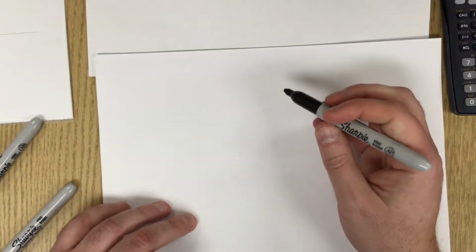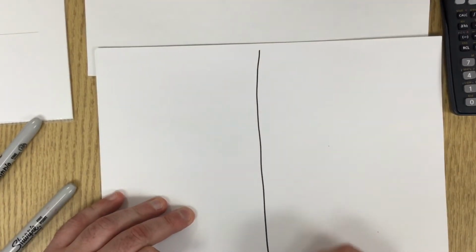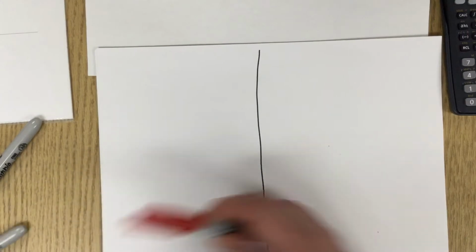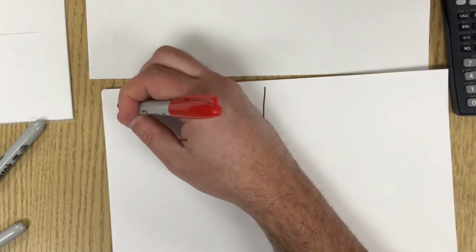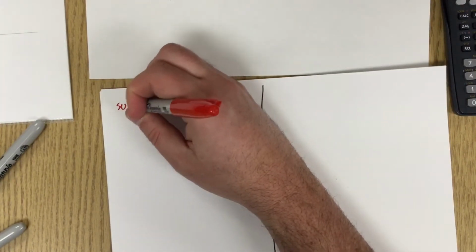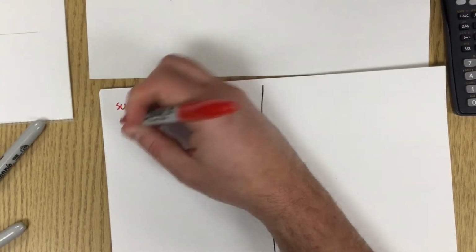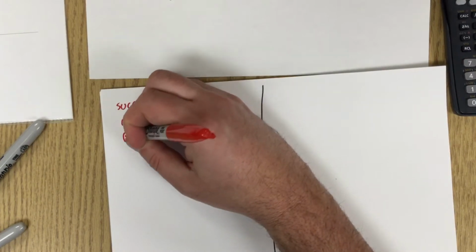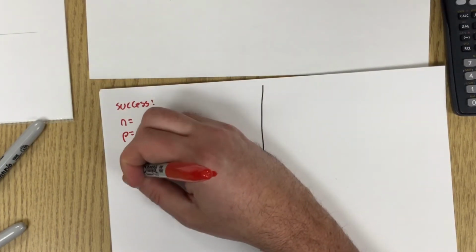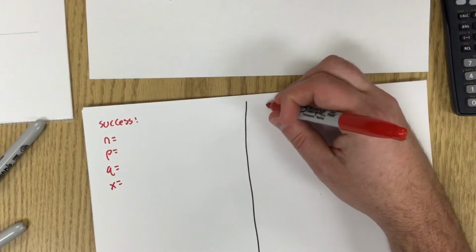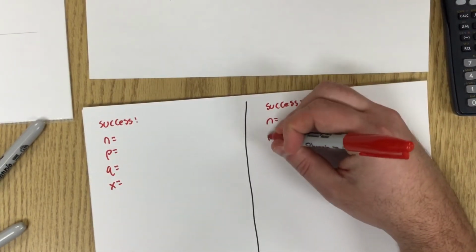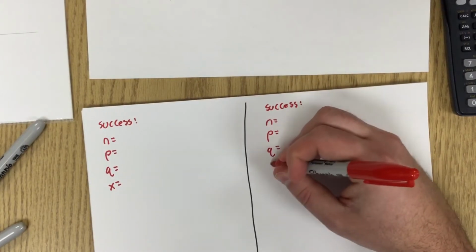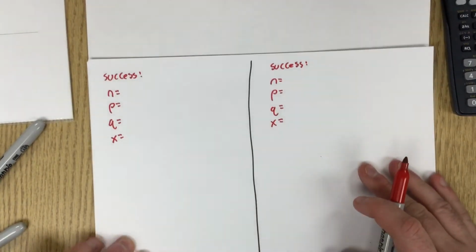Okay, so I'm going to do this in two ways. I'm going to define success differently, basically. So we're going to have our success and P, Q, X.